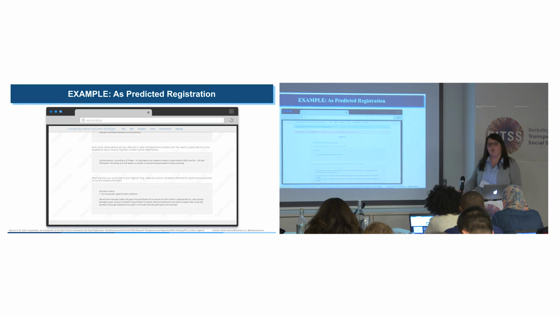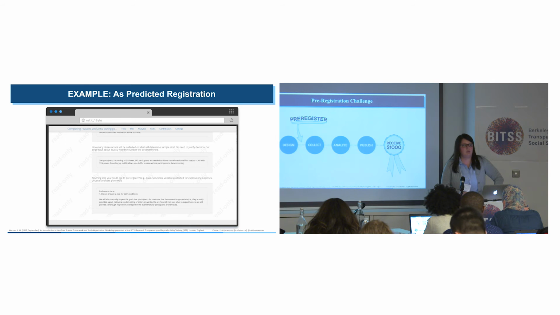So, does anyone have any questions about the different types of pre-registration before we go through the example? Okay.